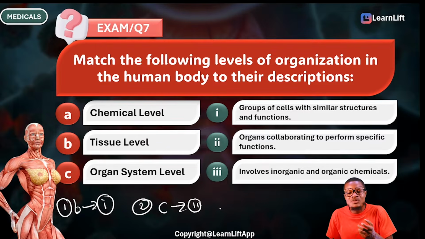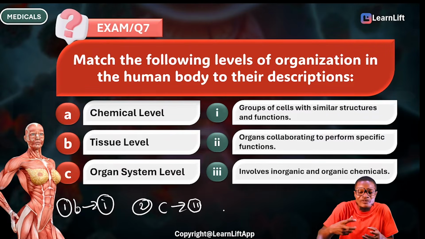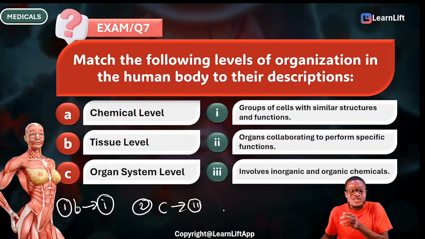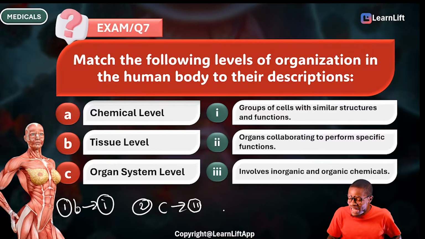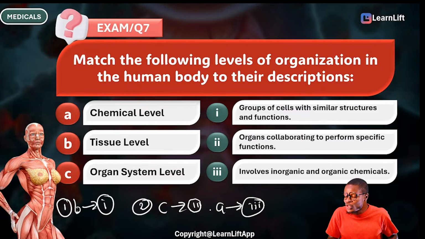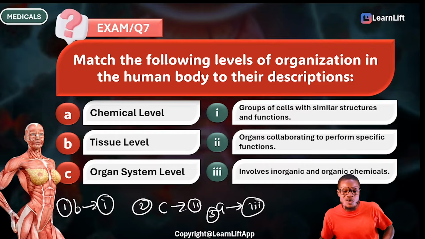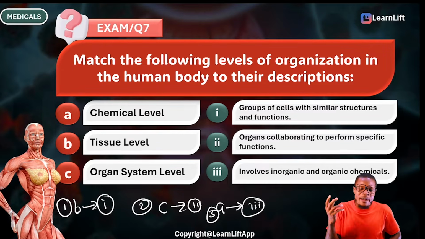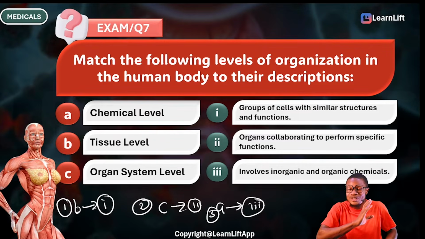And then what's the third one there? The third one says involves inorganic and organic chemicals. Which one involves inorganic and organic chemicals? Of course, that's your chemical level. That will make A go and link with what? With your 3, 1, 2, 3. So I'm sure you are seeing this now. This is how you answer these kinds of questions. So it's very, very simple and all direct.